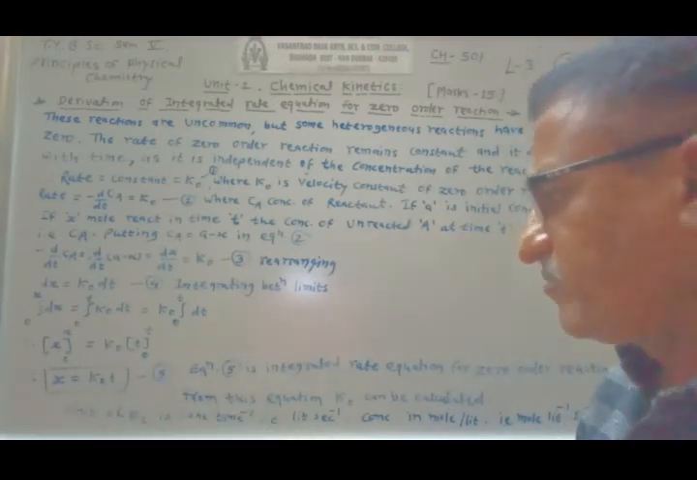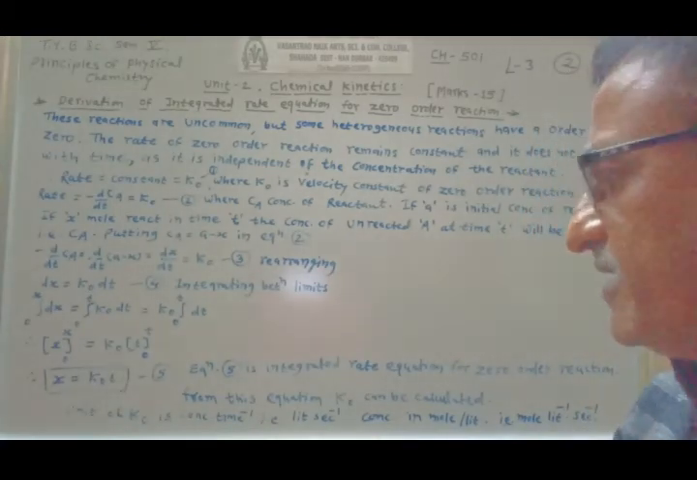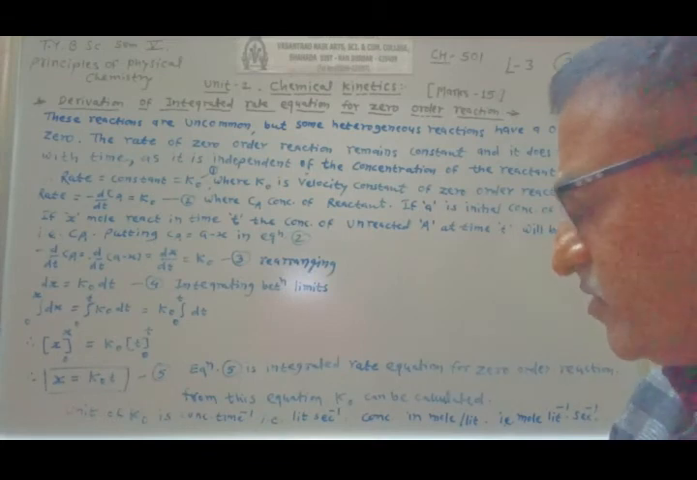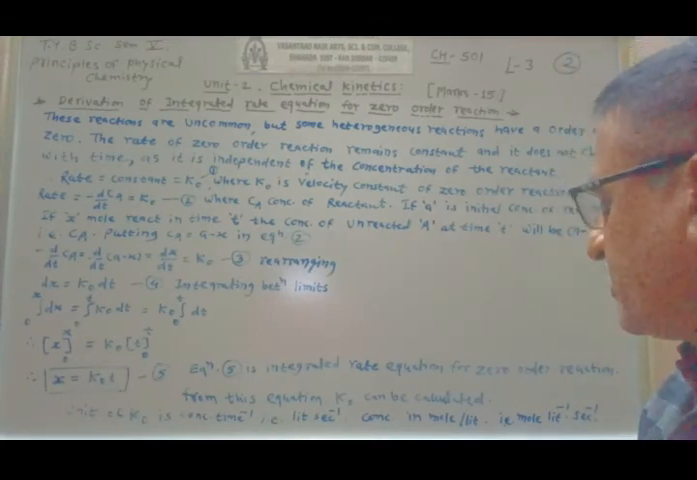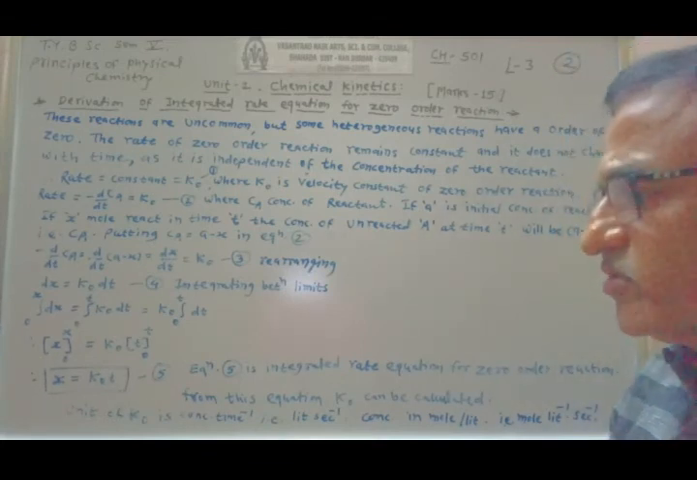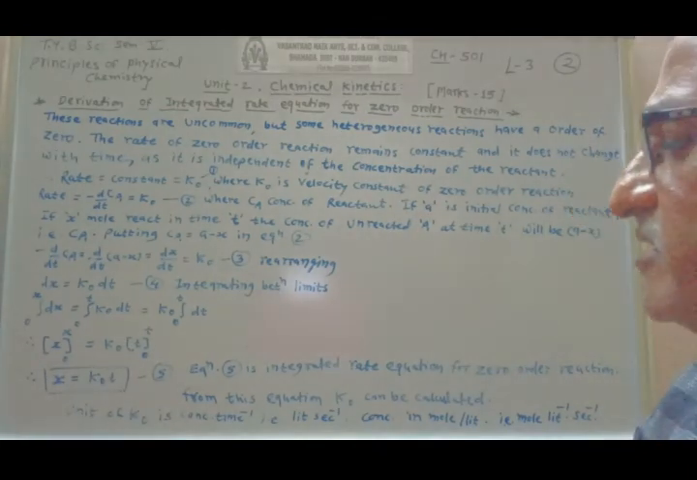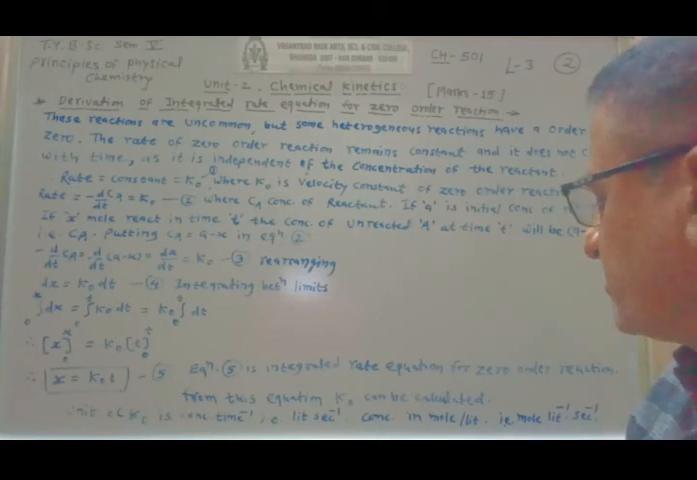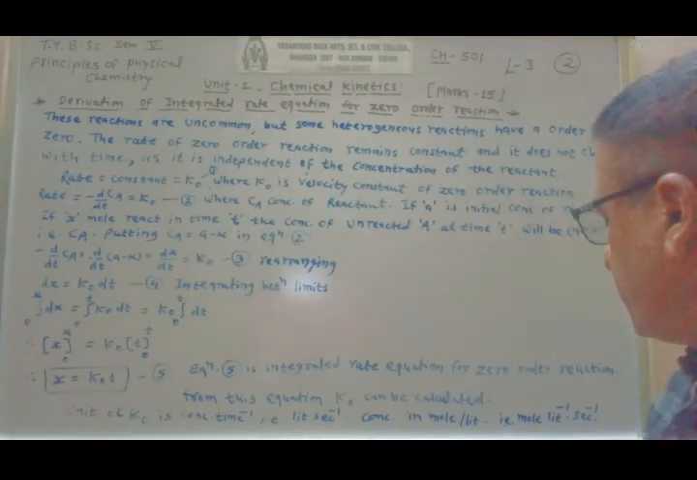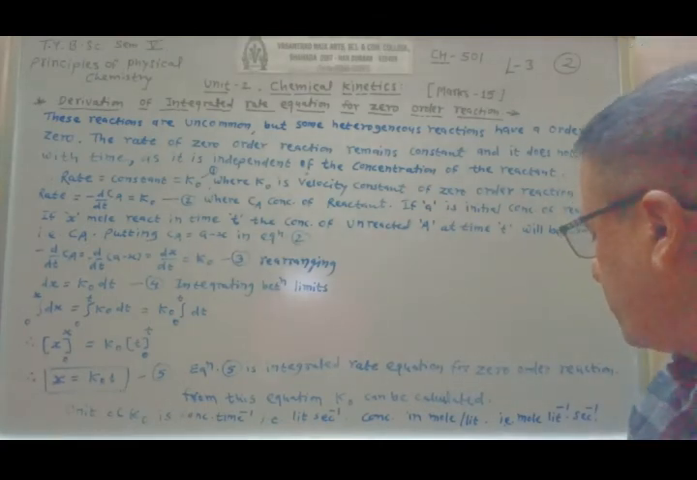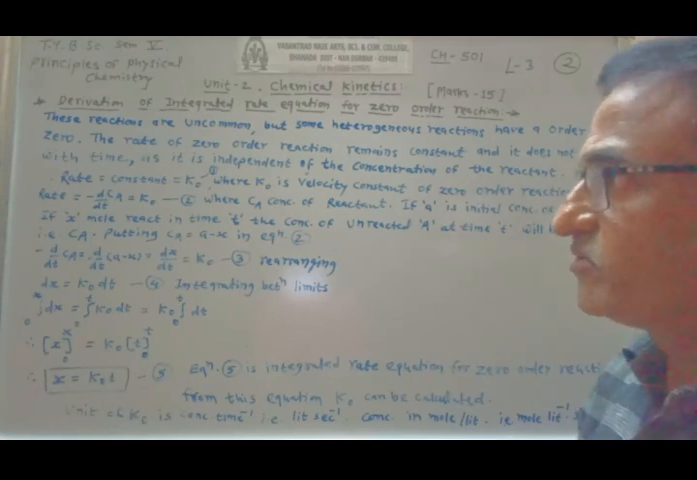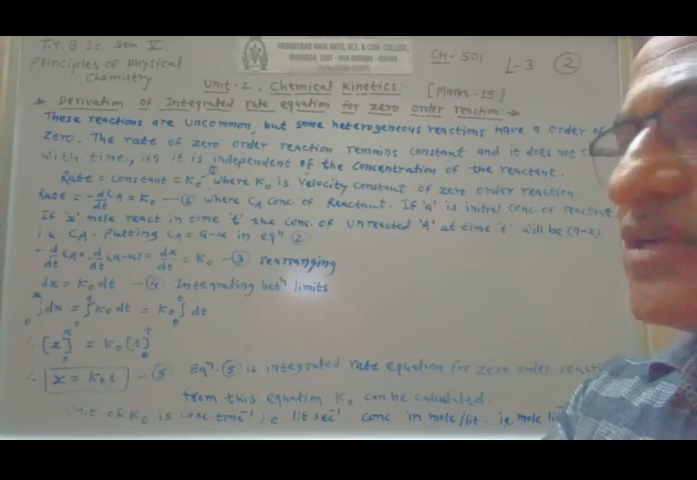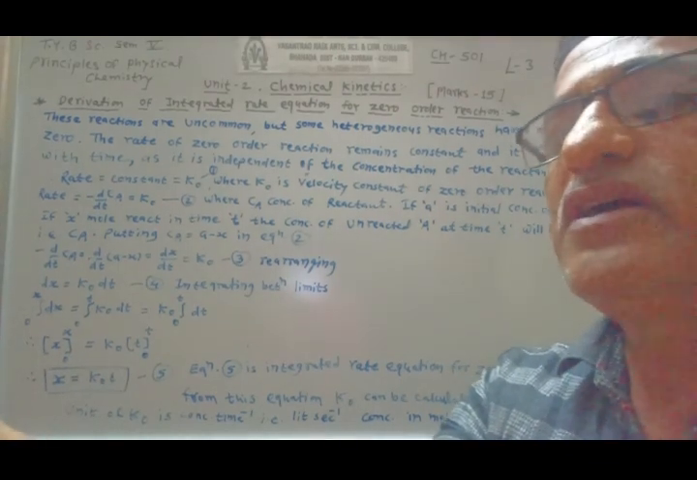This equation number 5 is known as the integrated rate equation for a zero order reaction. From this equation, K0 can be calculated. The unit of K0 is concentration per time, that is, with concentration in moles per liter, it can be given as moles per liter per second. So in this way we have derived the rate equation for the zero order reaction.